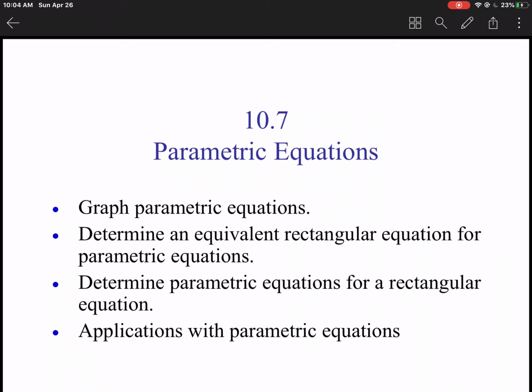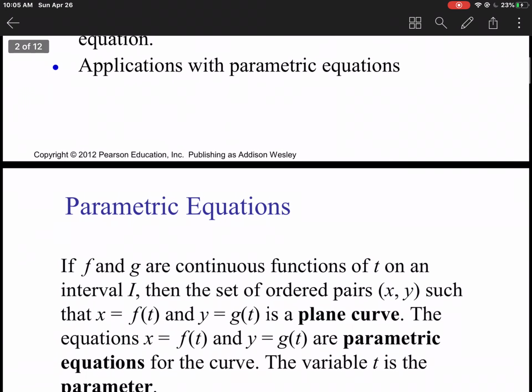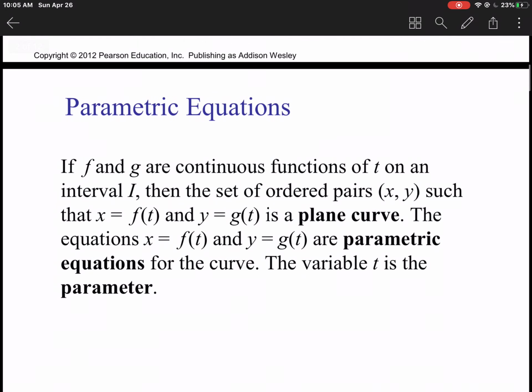But at least want to show you what parametric equations are, how we graph these things, talk about some of the terminology associated with parametric equations. I'm going to leave off the application stuff, just to make it a little bit less stressful for us. But at least let's just cover the basics of what parametric equations are.